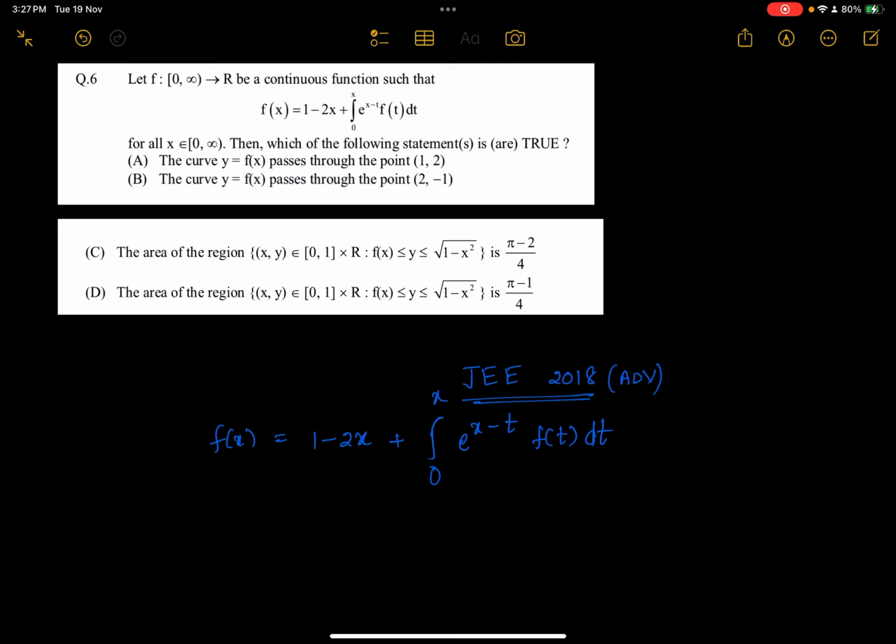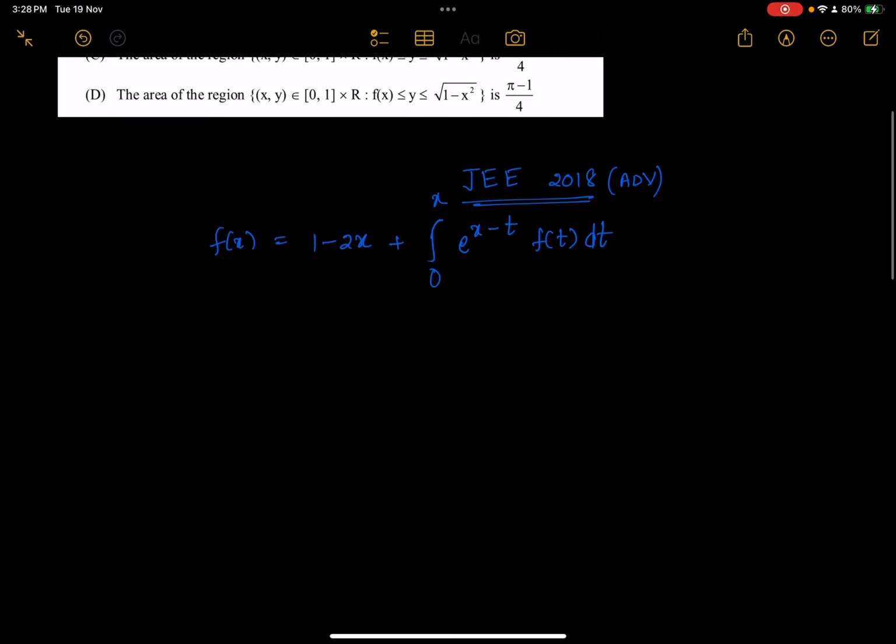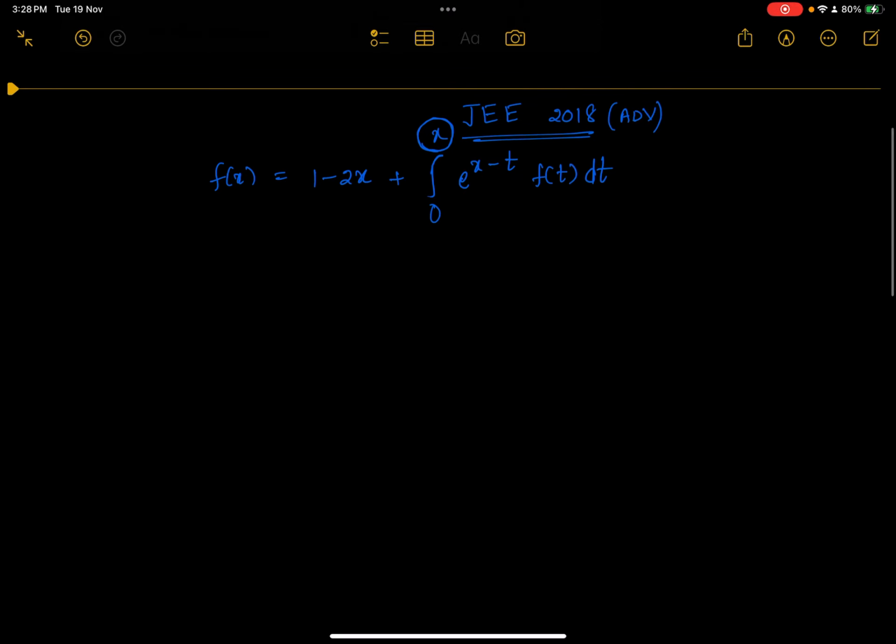Let us solve this. This is the functional equation, the integral equation that is given to us. The trick to solve these kinds of questions is to differentiate the given integral equation on both sides, especially when you have a variable x or a function of x involved as an upper limit of the integral. Before proceeding with the question, I would like to state one rule.